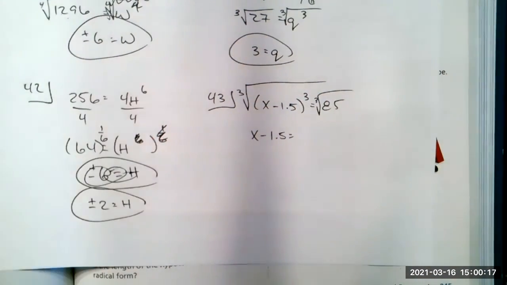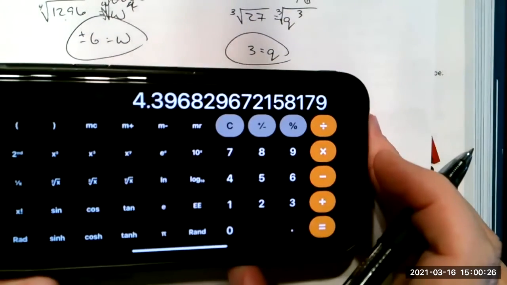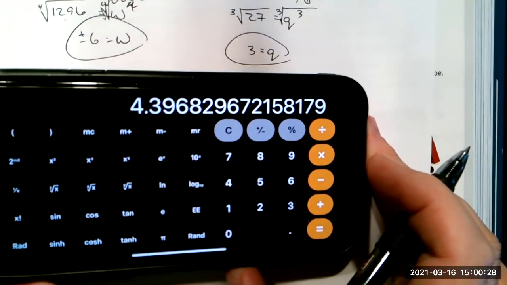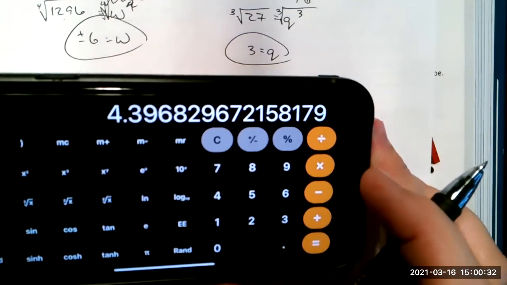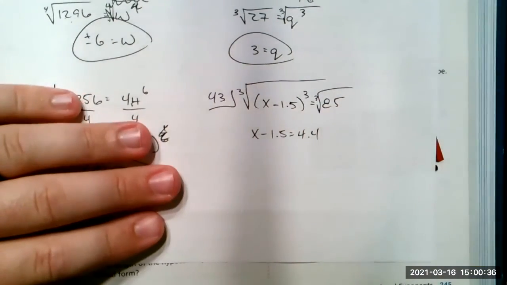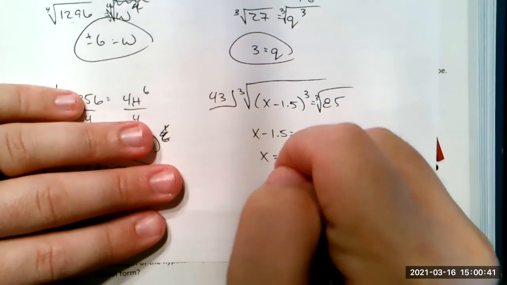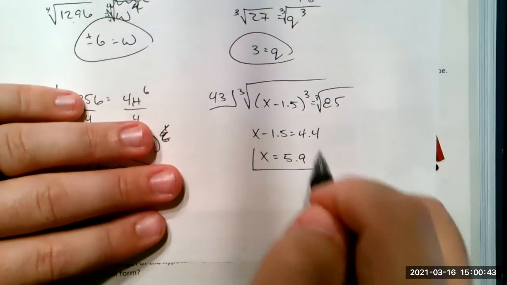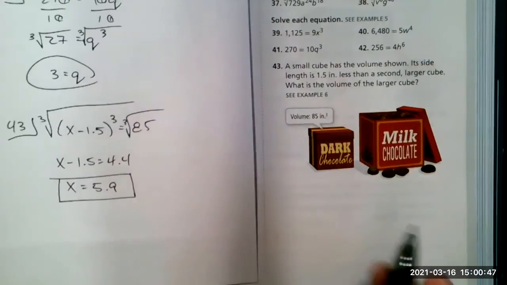The cube root of 85, I have no clue. I'm going to keep a decimal place, so I'm just going to call it 4.4. Now I will go ahead and solve. So I'll add 1.5 to both sides and I'll get 5.9. So x is 5.9. I don't know if that's what we're looking for. Let's go back over and check it out.